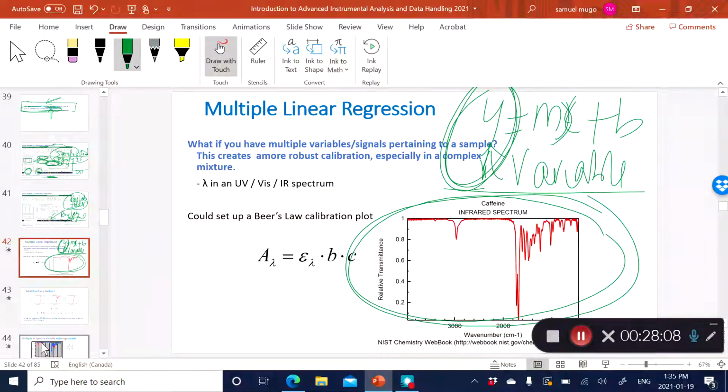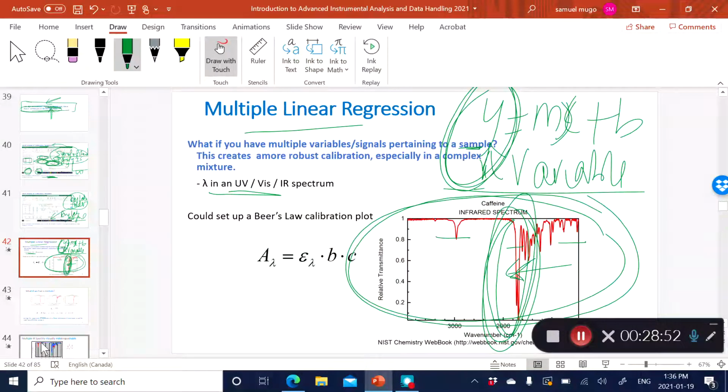If at all I'm doing univariate calibration, chances are I may come here and just use the signal that has got the largest intensity. But sometimes you get interferences happening in that region. So what's the other option? The other option would be to use the other types of signals. However, an ideal situation would be where you use not one signal, but instead you use multiple signals to build your regression model. And that is what you refer to as multiple linear regression.